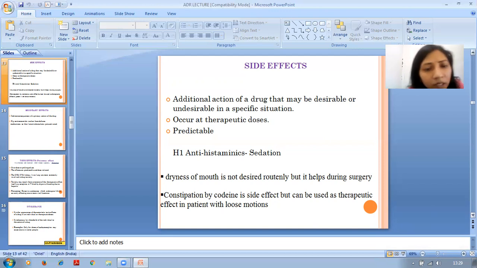Similarly, another example is when we use an opioid drug for analgesic purpose or for cough as an antitussive. Constipation is a common occurrence, and though we don't need constipation here, it occurs, and so here it is undesirable. But when you are using opioid for the control of loose motion or diarrhea, here the constipation is required or desirable. So side effects are the additional action which may be desirable or undesirable depending on the situation.